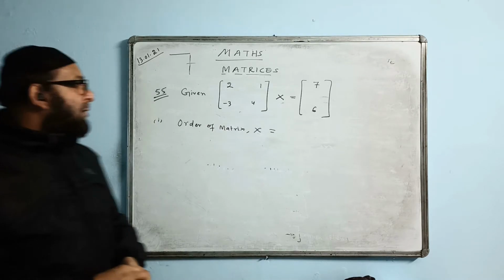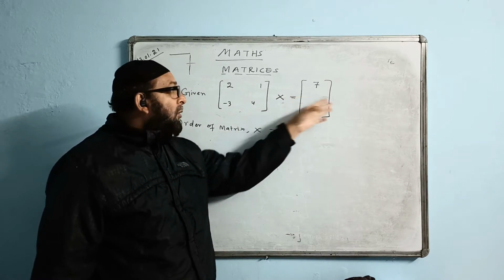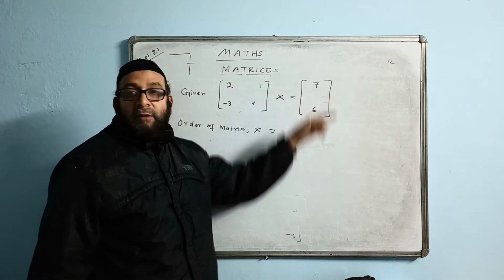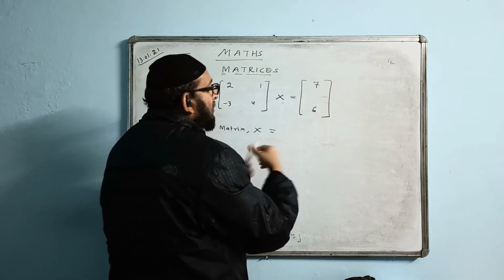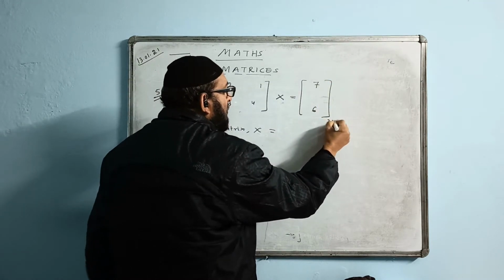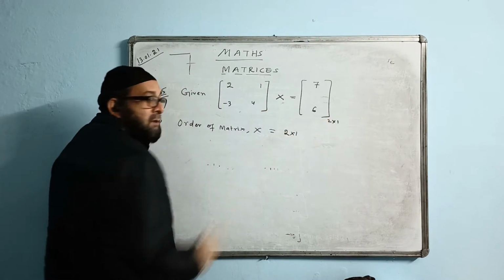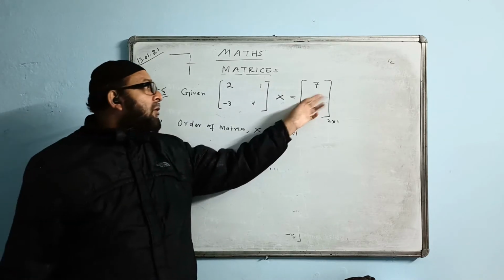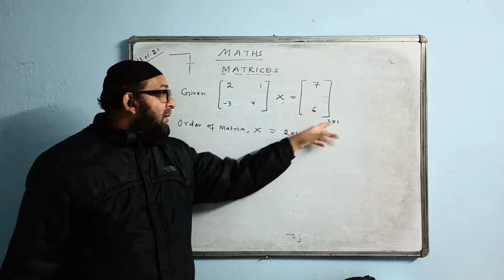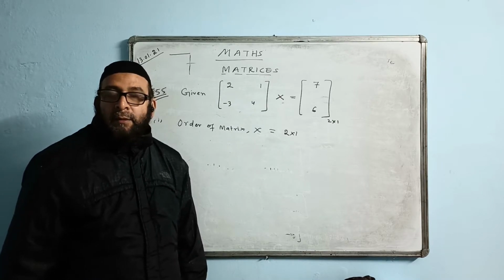So what is the order of the matrix X? I will tell you. The order of the matrix X will always be equal to the order of the matrix after the equal sign. What is the order of this matrix? 2 rows and 1 column. Order of this matrix is 2 by 1. So the order of the unknown matrix will be the same as this. Whatever is the answer given, the order of this matrix will be the same as this value. And I will tell you the logic there.